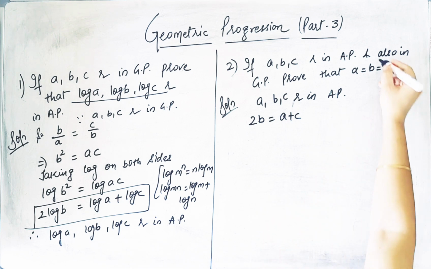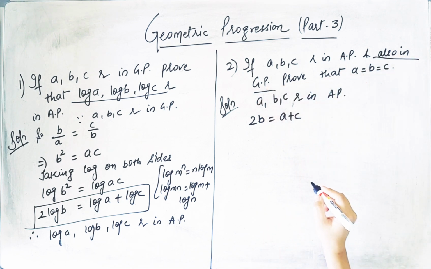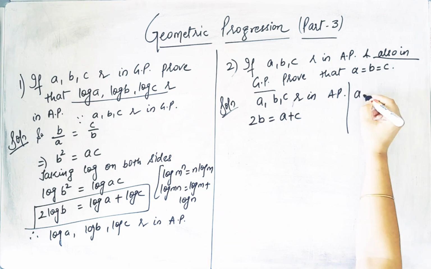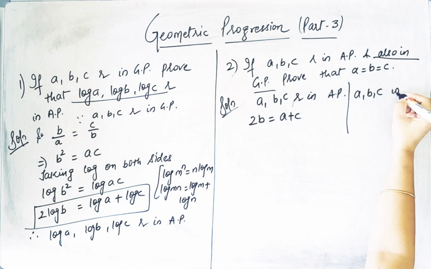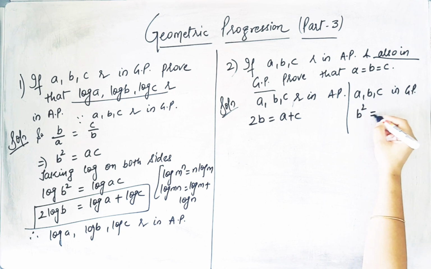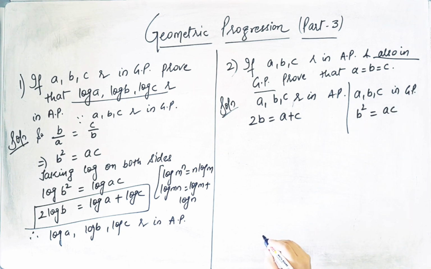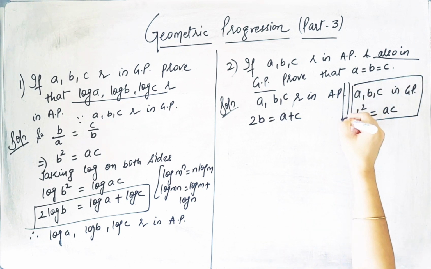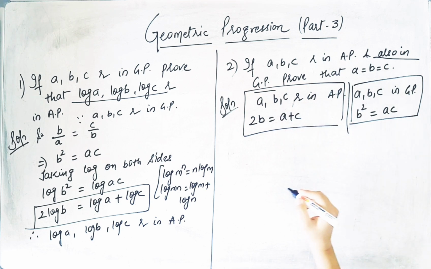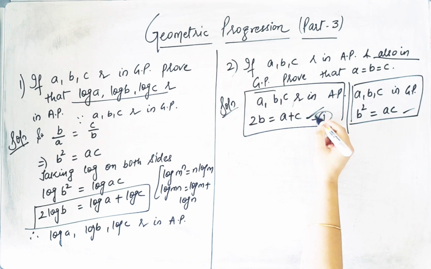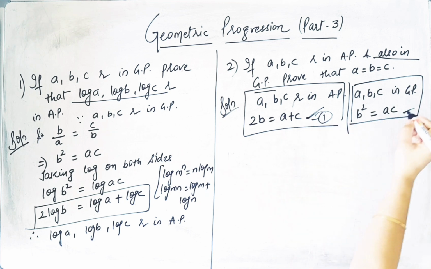Now A, B, C are in AP and also in GP. So A, B, C in GP, what we can write is B square equals AC. If they are in GP, this is the condition. If A, B, C are in AP, we take the first equation and put it in the second equation.